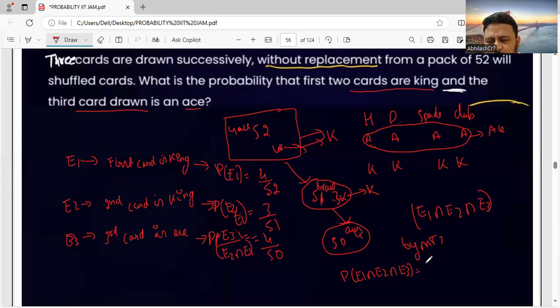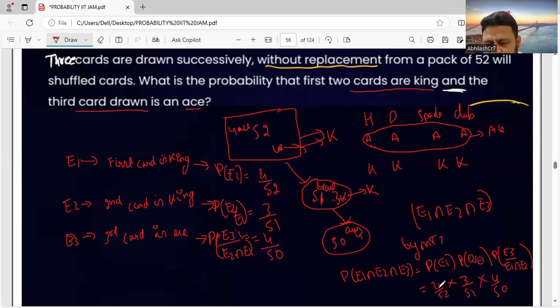So this is given by the probability of E1 into the probability of E2 given that E1 has already occurred into the probability of E3 given that E1 and E2 have already occurred. I can write E1 E2, because I told you E intersection F can be written as EF. Let us put the values. P of E1 is 4 by 52, this is 3 by 51, into this is 4 by 50. See wherever you can cancel.